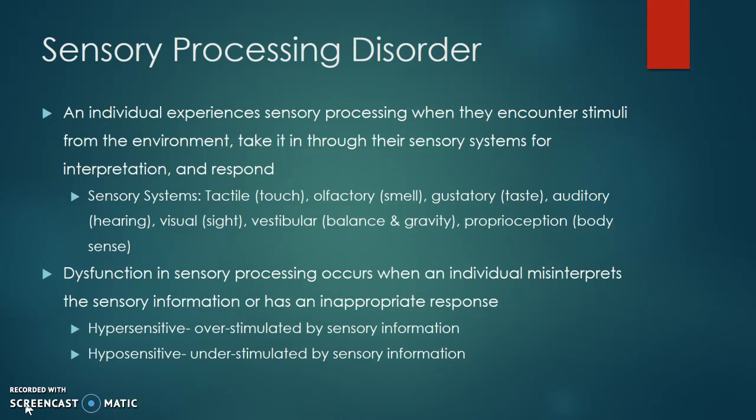Dysfunction in sensory processing occurs when an individual misinterprets the information from their environment or has an inappropriate response to this information. For example, somebody can be hypersensitive or hyposensitive, being overstimulated or understimulated by the sensory information.